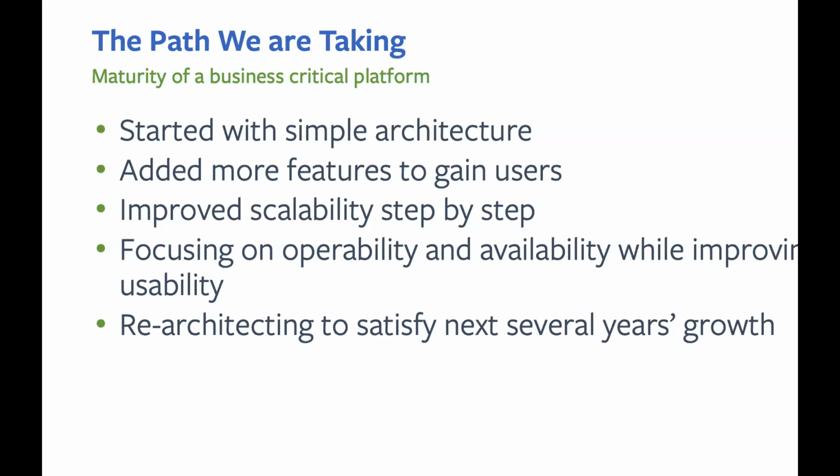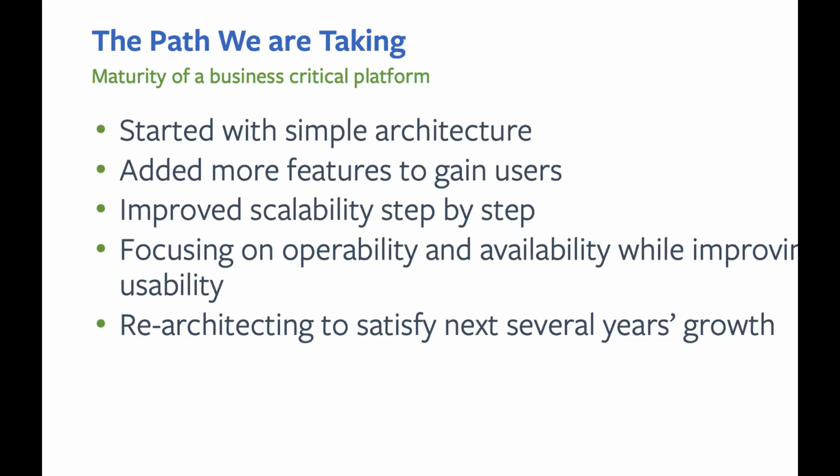So basically, I want to share the path we're taking. This path is very typical: it's the maturity path of a business critical platform. We started with a very simple architecture so that we could validate the idea and gain adoption because it's simple. We also added more and more features, like operators and toolsets, to gain adoption. And we improved scalability step by step. At the beginning, maybe 10 or 100 users were using it. Later on, 1,000 users, then thousands of users. The scalability requirements increased little by little, so we improved scalability step by step.